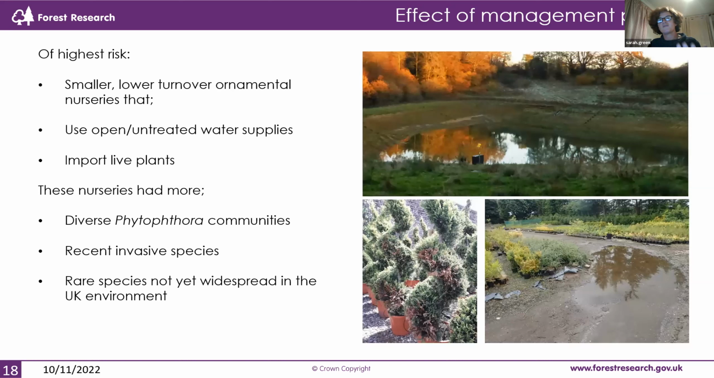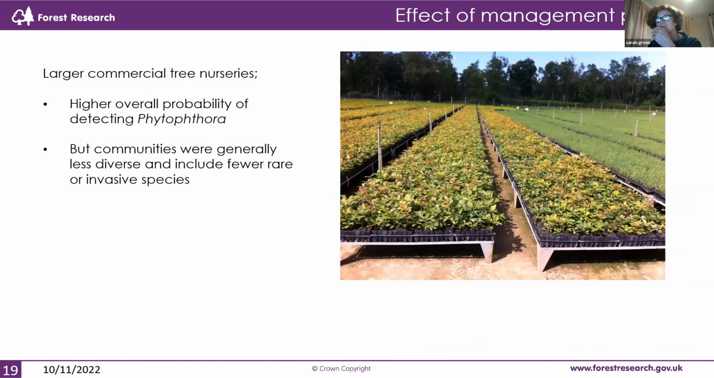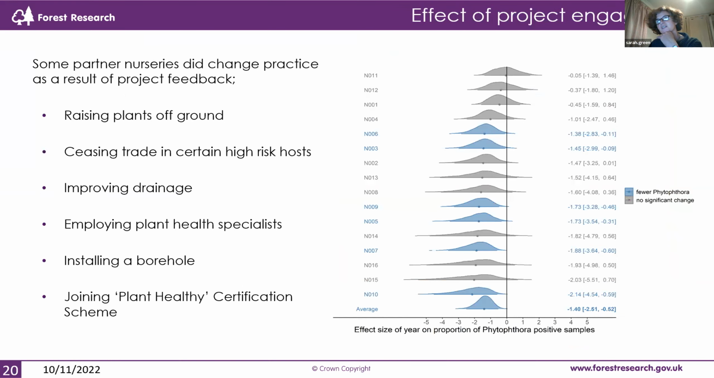And then just an overview: the highest risk nurseries were those smaller, lower turnover ornamental nurseries that use open, untreated water supplies. They import live plants, and they tended to have more diverse Phytophthora communities, consisting of more recent invasive species and also rare species not widespread in the wider environment. Interestingly, the commercial tree nurseries had a higher overall probability of detecting Phytophthora, but their communities tended to include less diverse and fewer rare or invasive species.